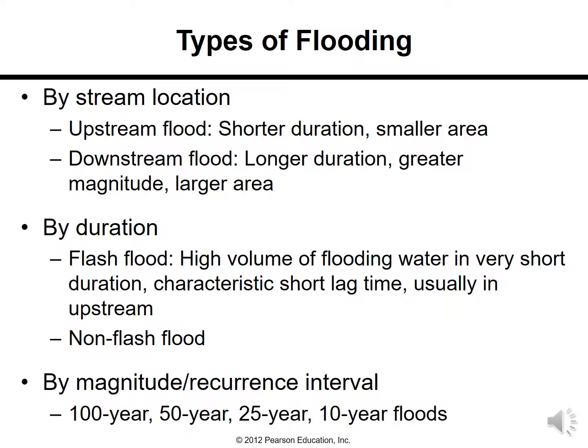Types of flooding. The types of flooding are determined by the stream location, duration, magnitude, or recurrence interval. The upstream flood has a shorter duration and small area. Downstream floods normally have longer duration, greater magnitude, and larger area. And flash floods have a high volume of flooding water in a very short duration.